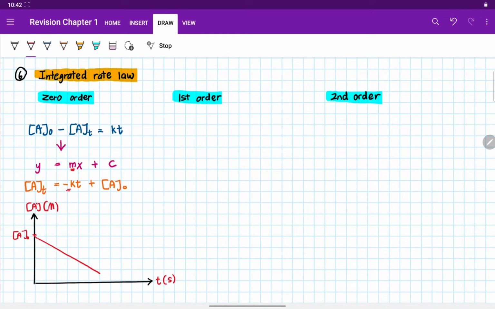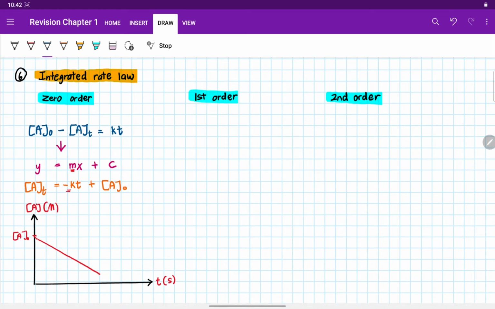Now, the next one, we will look at the first order reaction. The integrated rate law, or integrated rate equation, for the first order reaction, you're going to write down as ln A0 minus ln AT equals KT. So this is the equation.